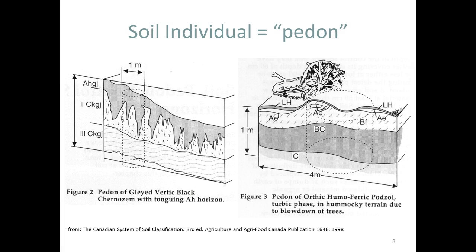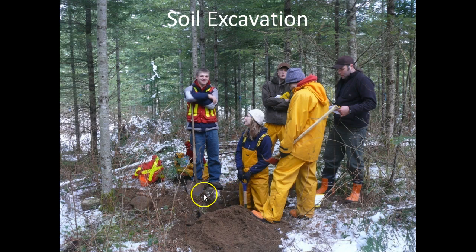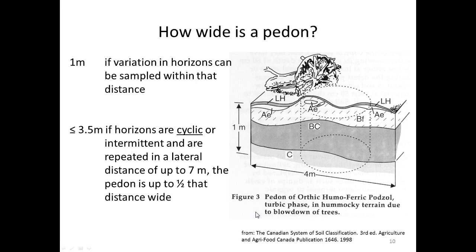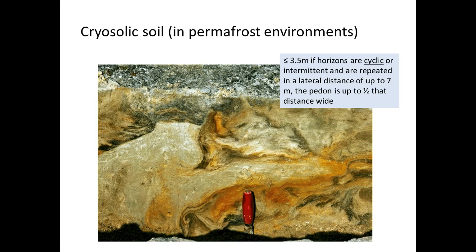Now with soil pedon, we talked about this in class. Here are a couple of examples of soil pedons. And when you're in the field, you're going to ask yourself, how wide is a pedon? In other words, how big should my soil pit be? So in general, 1 meter is the horizontal distance that you want. There are some exceptions, and I sort of touched on this. So sometimes you're going to want a wider pedon, about 3.5 meters, if you encounter soils that are more cyclic or intermittent in their formation. So an example of this would be a cryosolic soil, which is found in permafrost environments.